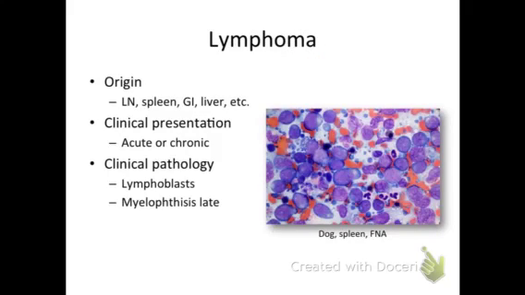Lymphoma is a neoplastic proliferation of lymphocytes that originates in any tissue outside of the bone marrow. Most often, there is lymph node involvement, and animals present with generalized lymphadenomegaly. There are many subclassifications of lymphoma, and depending on the subclassification, the patient may either have acute or chronic onset of disease.